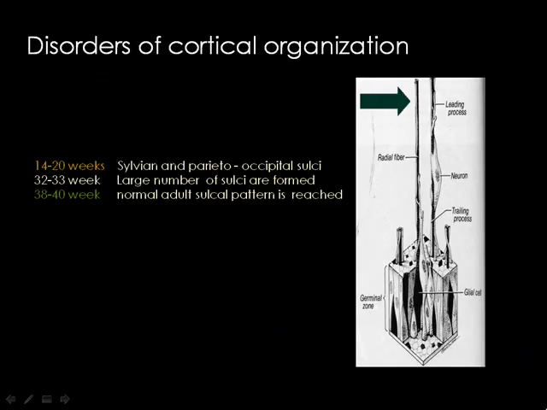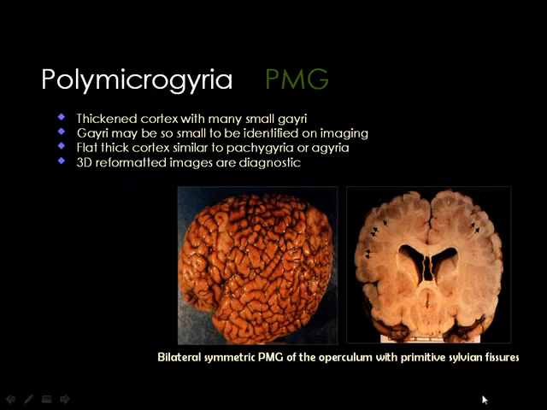Then you came to the last station, which is the station of organization. And here, after proliferation, then migration, then organization, the neurons already reached the final destination, and there are two main pathologies. The first one is polymicrogyria, and the second one is known as schizencephaly.